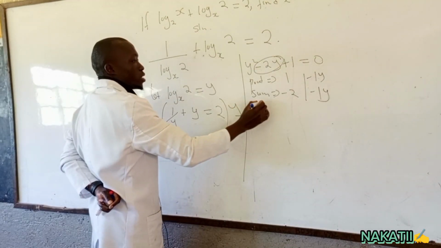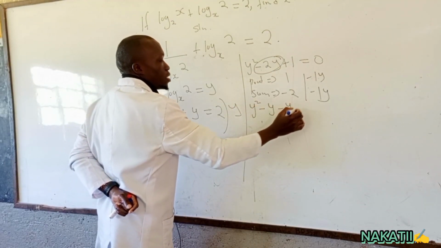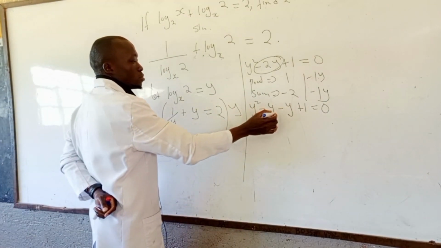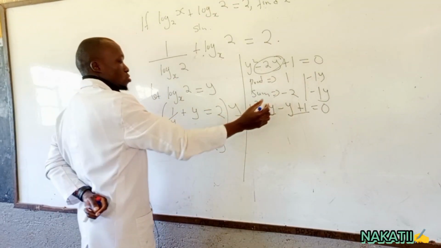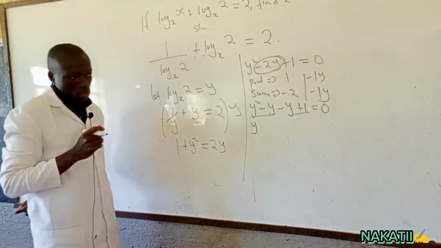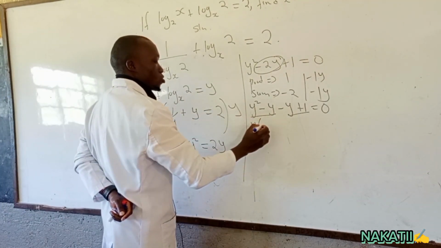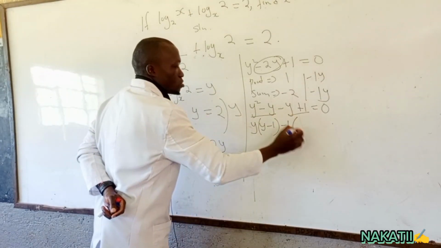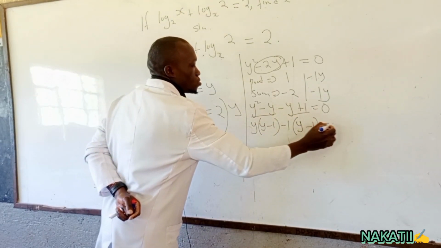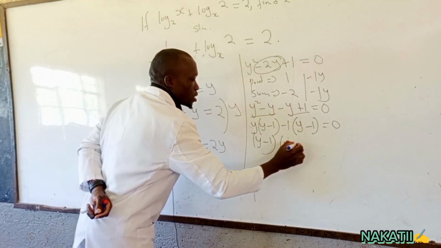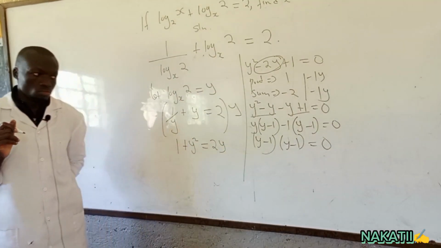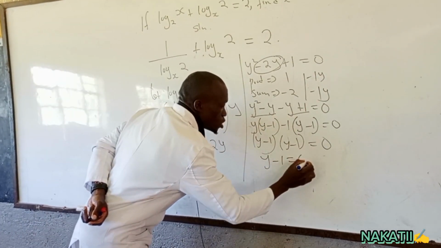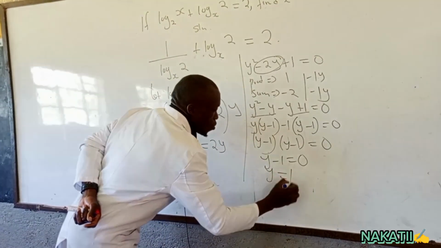So I'm going to have y squared minus y minus y plus 1 is equal to 0. So group them into 2 and factor out. Here y is the one which is common. Then you're going to remain with y minus 1. Here, what is common? It is negative 1. You factor it out, you're going to have y minus 1 is equal to 0. So this is a perfect square. And therefore, y minus 1 is equal to 0. So y is what? 1.